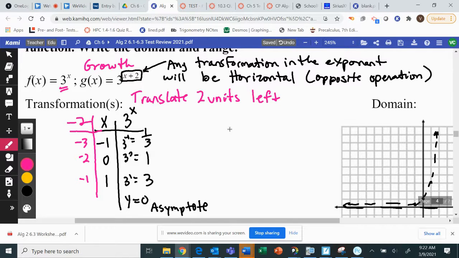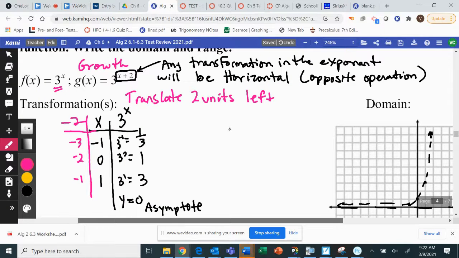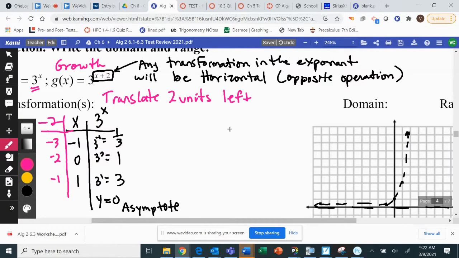That does not change my asymptote because my asymptote is on the y side. This is on the x side. I'm going to take this parent function and I'm going to go left 2 with every single point. My asymptote did not change, so it's in the same place.